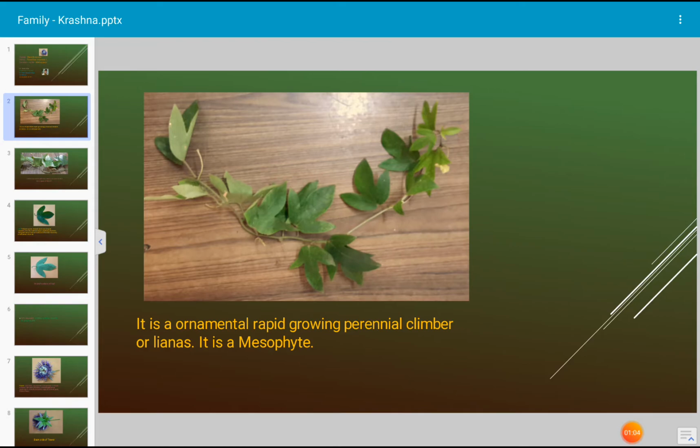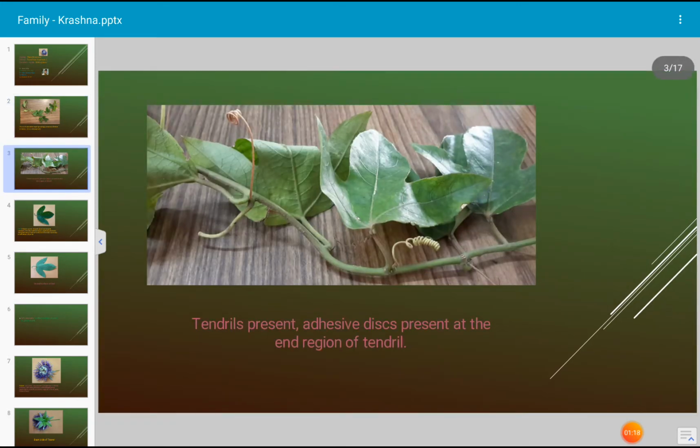It is a woody climber. Woody climbers are also called lianas, and it is a mesophyte, that means it can grow in a moderate amount of water. Next slide. This plant bears tendrils, and these tendrils are coiled structures which help in climbing. Each tendril at its tip consists of a disc-like structure known as an adhesive disc, and with the help of the adhesive disc, the plant climbs over the object.